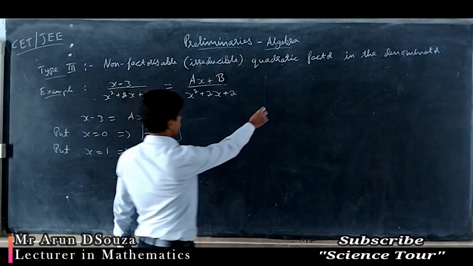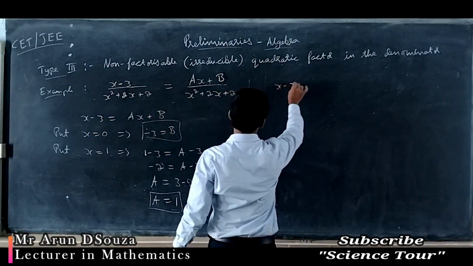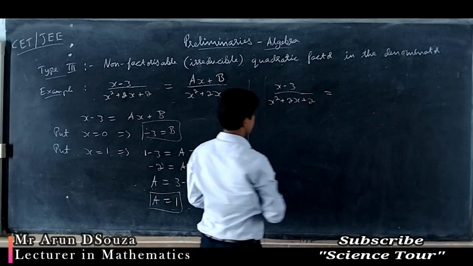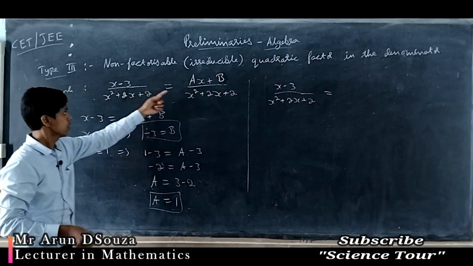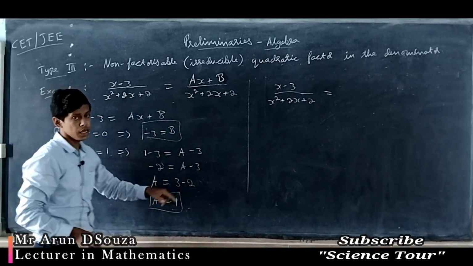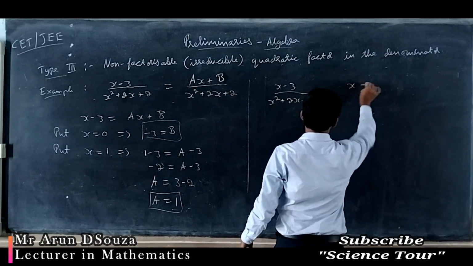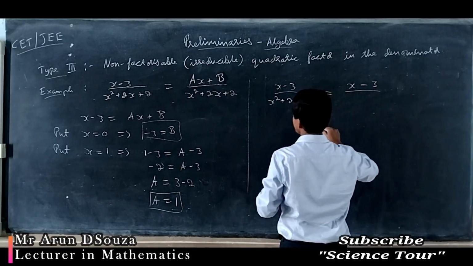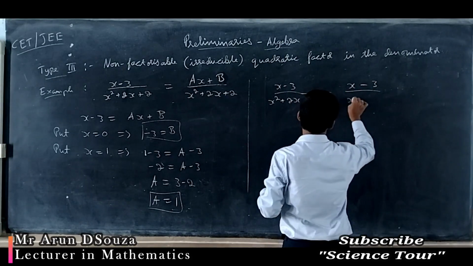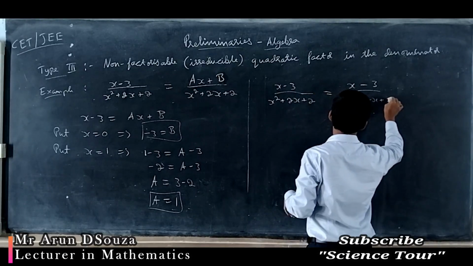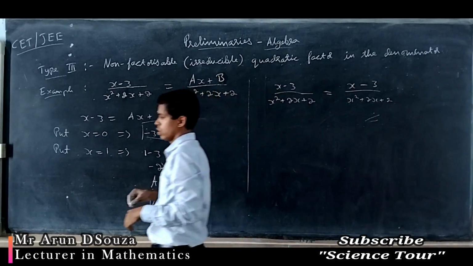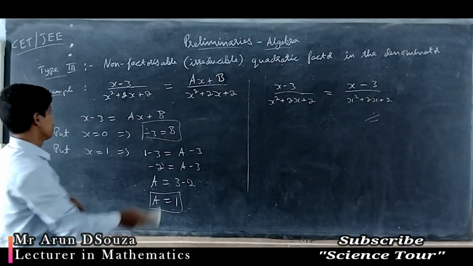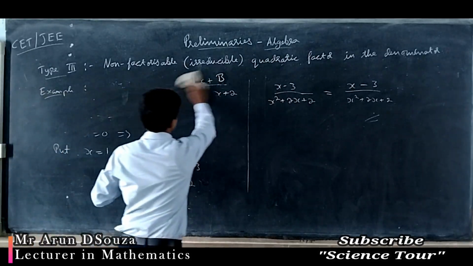So finally, how do you write this x minus 3 divided by x square plus 2x plus 2? How do you split it? See, first a and x. So what is a? 1. So 1 into x plus b. So b is minus 3. So write it as minus 3 divided by x square plus 2x plus 2. That's it. Alright. So these are comparable with each other. Alright. So that's the way we can split this in the third type.